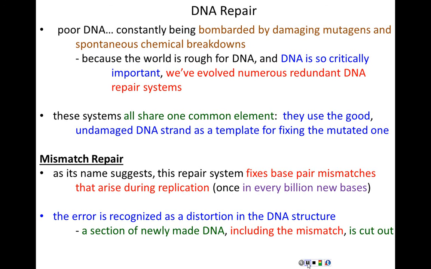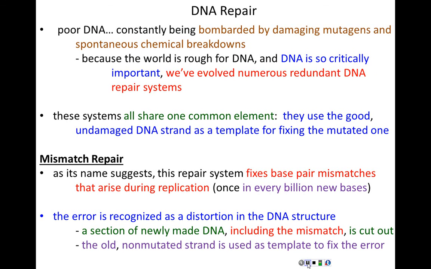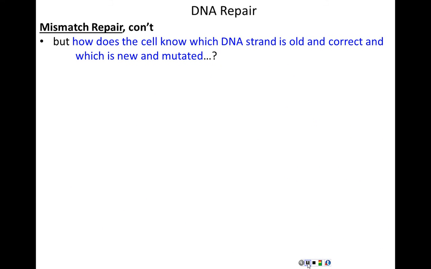Once that error is recognized in that way as a distortion, a section of newly made DNA, that's where we think the problem is. If it's a mismatch error, then the problem or the error is on the newly synthesized strand. That problem is cut out. The offending nucleotide is removed. The old non-mutated strand is the trustworthy strand because it passed its inspection the last round of replication. So we trust that. We use it as template to make new DNA in place of the mismatch that hopefully is correctly base paired. So that raises a very important question, though.